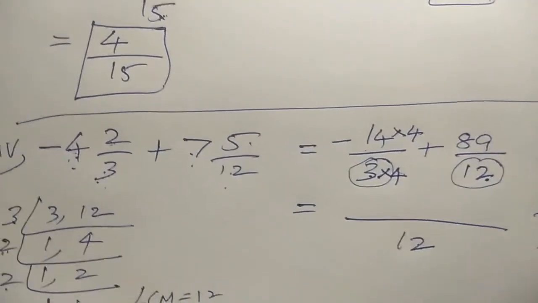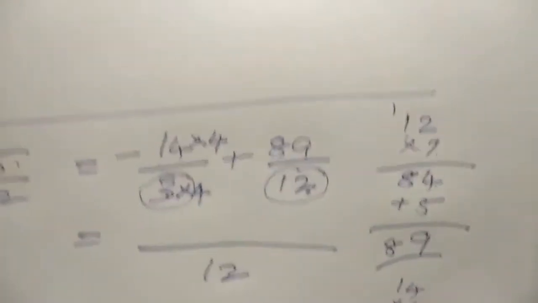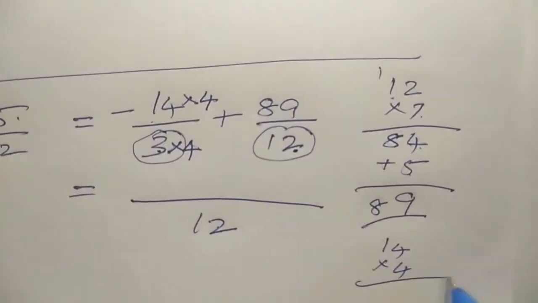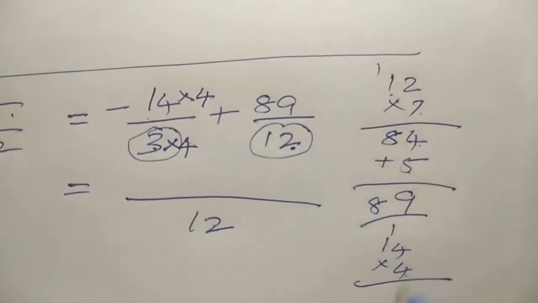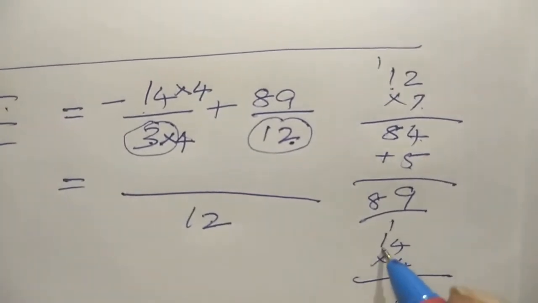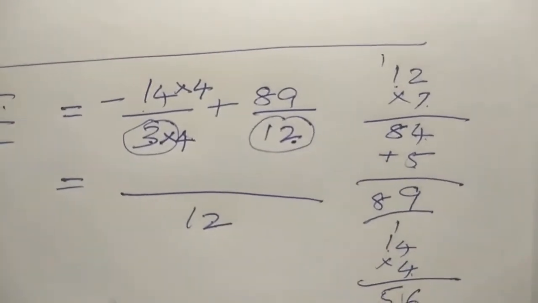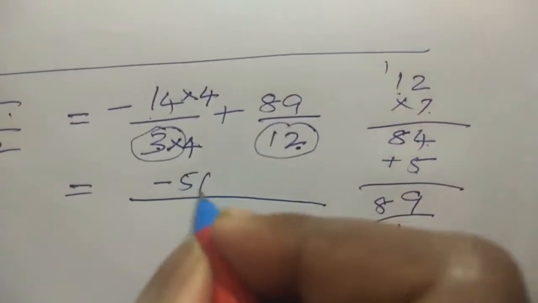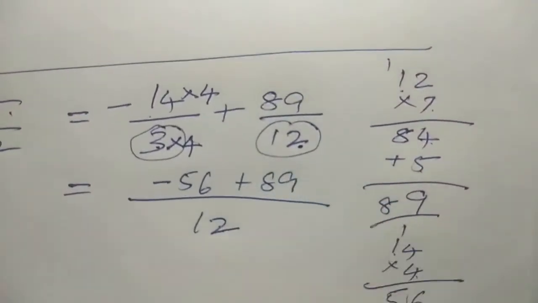So now we check here. What is that? It is 14 into 4. Right? 14 into 4 is equal to what? 4 4s are 16. So the next one, what is that? 4 1s are 4. Here it is 56. So the answer here is minus 56 plus 89, which is equal to.